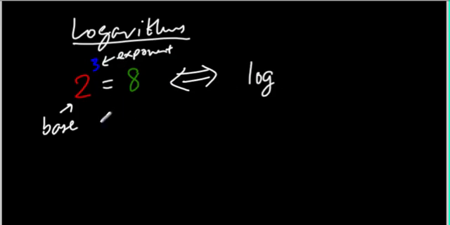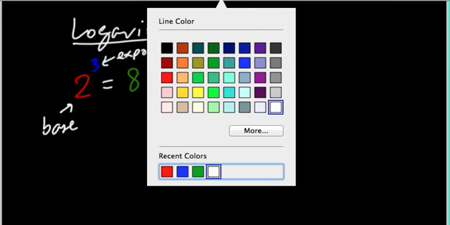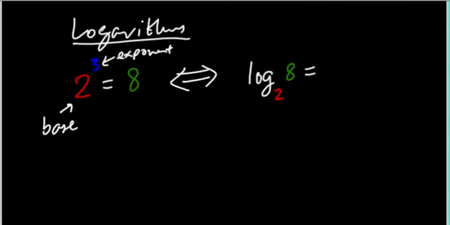So, in other words, we're going to have log. The way we write it is log base 2 of 8 is equal to 3. What this means, if you ever have a log function, is 2 to the power of 3 is equal to 8. So this is one way of going back and forth between exponents and logarithms.